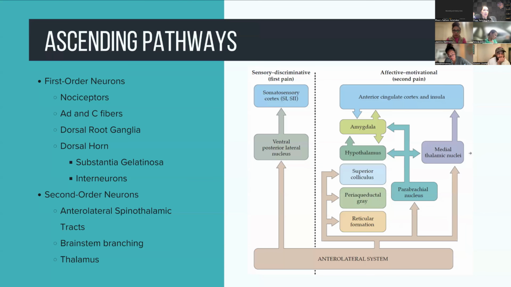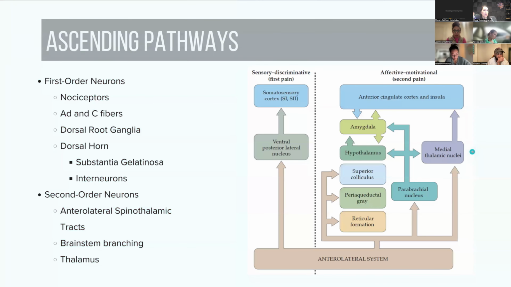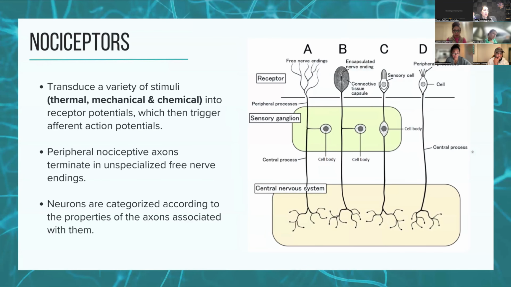Now, the ascending pathway is, all right, I'm going to skip to the next one. Okay, so let's start with the ascending path in the very beginning with the nociceptors. Now, there's lots of different stimuli that can occur. Like I said, thermal, mechanical, chemical, and that's going to trigger these action potentials to occur.